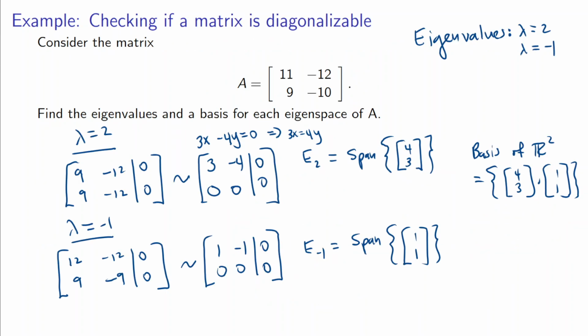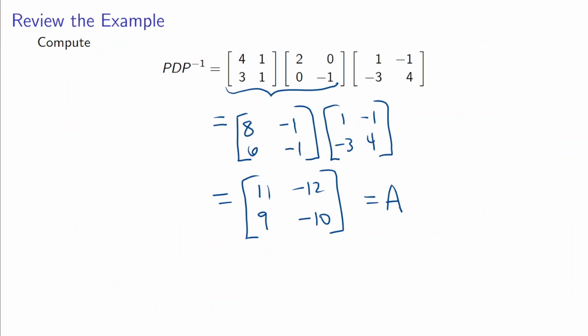In case you don't believe me, I'll go back a little bit so you can see. A is 11, -12, 9, -10, which is exactly what we found as P D P inverse. So this format, where we can write A as this product P D P inverse, where D is diagonal, is what we call diagonalizable. We say that A is diagonalizable.